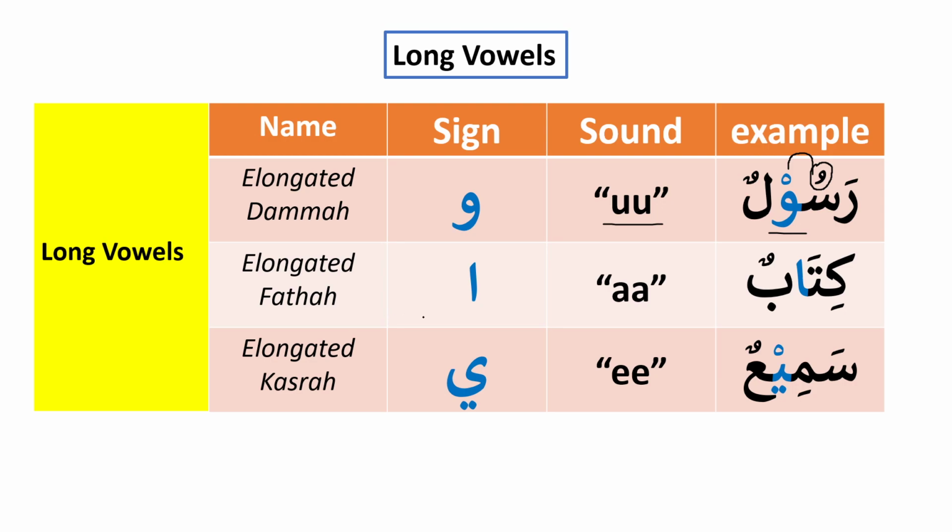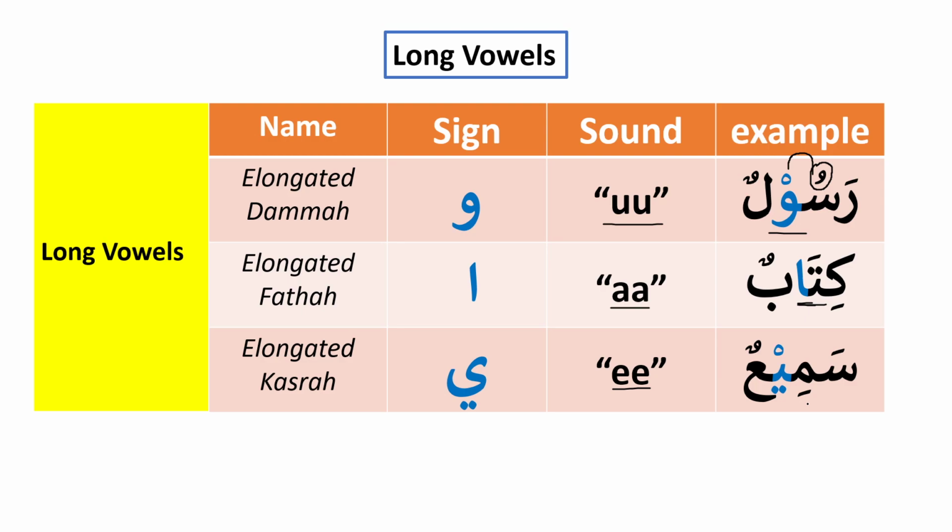So the second one is long Fatha, which will be the A sound. We have over here Kitabun. In the previous example, it was Kataba. But when you prolong it, it becomes Kitabun. And we can see that we have the A sound over here. And normally Alif is compatible with Fatha. And then we have the long Kasra, which is basically Ya, and it is pronounced as E. So we get the sounds of U, A, E, as we have here Sami'un. In the previous example, we had Sami'a, and now you can see over here it is Sami'un.